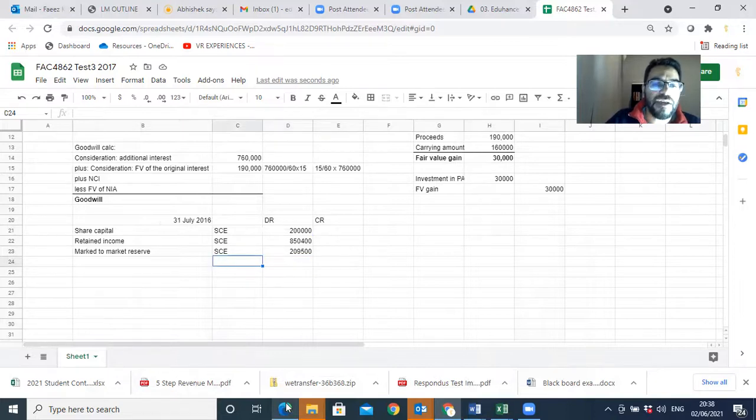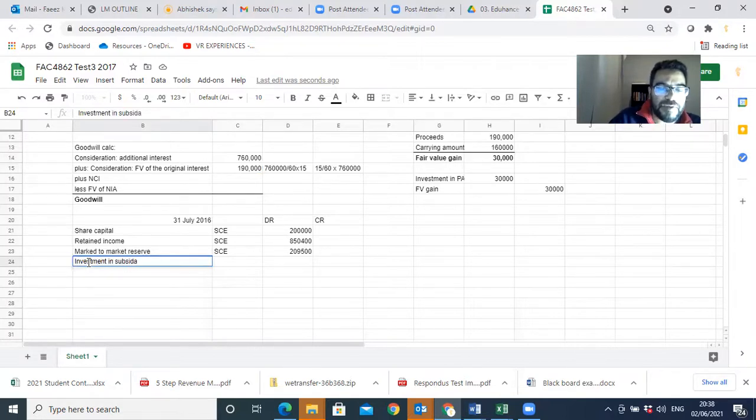Okay, so remember, the investment in subsidiary is going to be the total number. So the investment in subsidiary must be the total number, which is the 950. The investment in subsidiary is the total number, the additional consideration plus the fair value of the original interest, SFP.